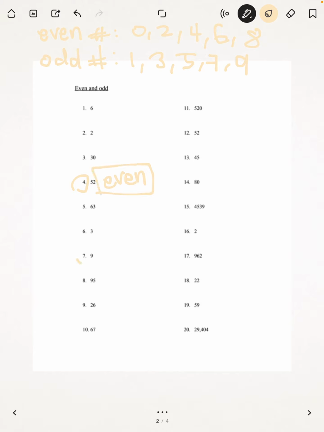And number 7, 9. Is 9 an odd or an even number? Clearly it's an odd number, so we're going to write odd as our answer. And number 15, let me just circle that again. 4,539. What number does this number end with? A 9, which is an odd number, so odd is going to be your answer.